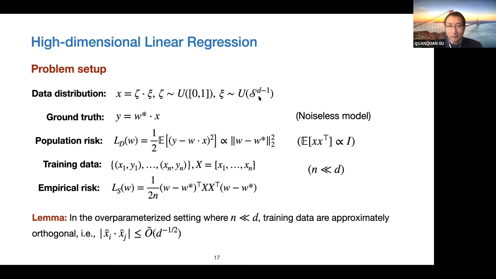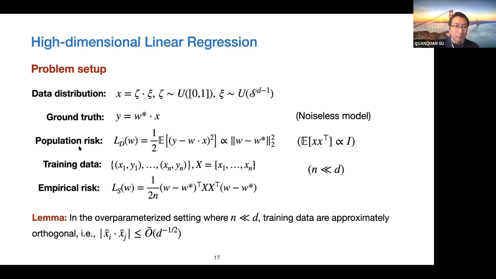So remember that the direction of the data is uniformly diffused over the sphere, okay? And the length of the data is uniformly distributed over this interval. This data distribution is isotropic. That means the covariance matrix is proportional to an identity matrix. And after we generate the data, we generate a label, the response, which is W star times X.